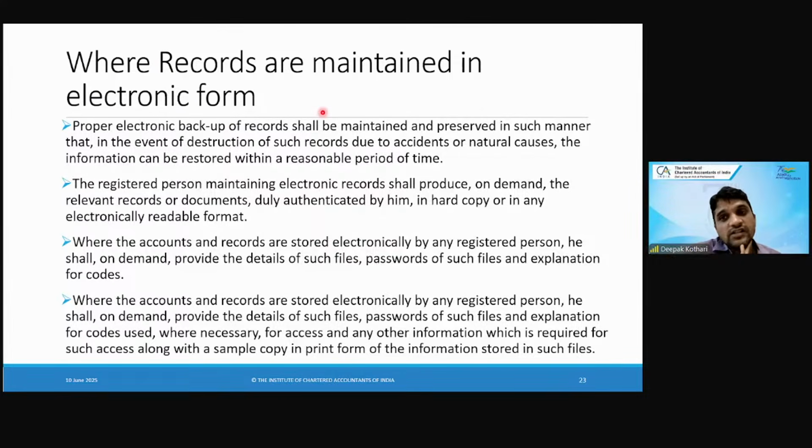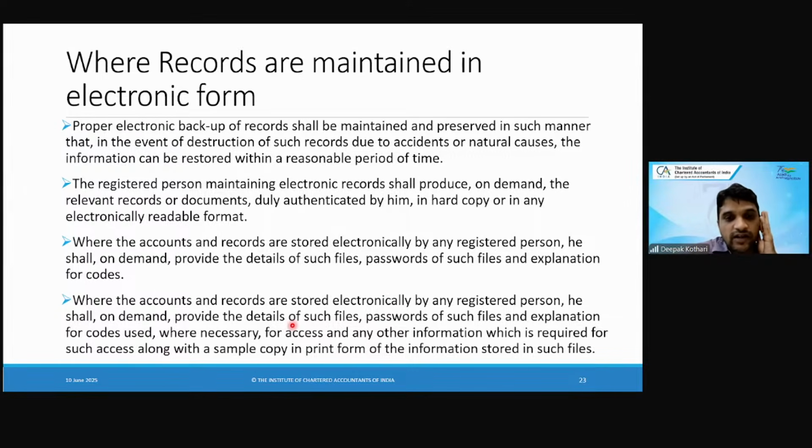When records are maintained in electronic form, proper electronic backups should be there, so that in case of any natural calamity, you cannot complain saying that your records have vanished. You should have a proper backup, because it will be your responsibility. Then the registered person maintaining records should give them on demand whenever the officer asks, either in hard copy or in electronic readable form. Where the accounts or records are stored electronically, he shall on demand provide the details of such files, passwords, and explanation for the codes. He cannot say that he will not give access. He has to give access.